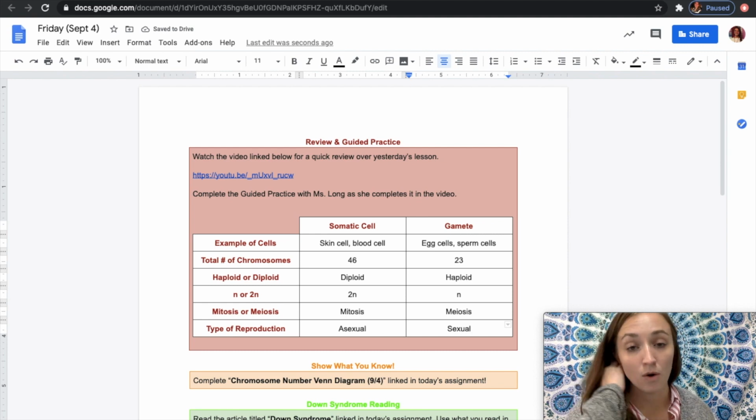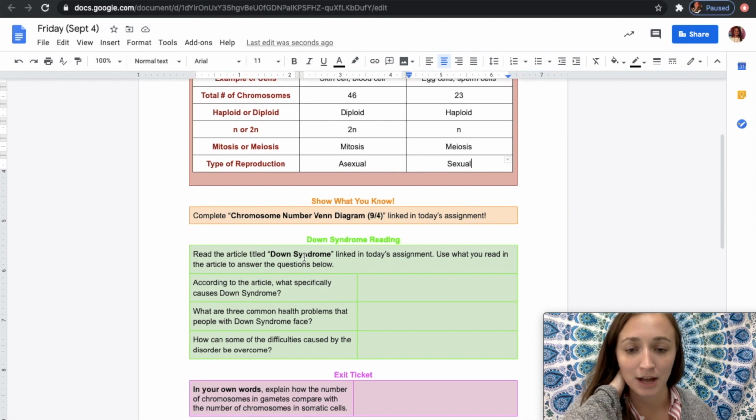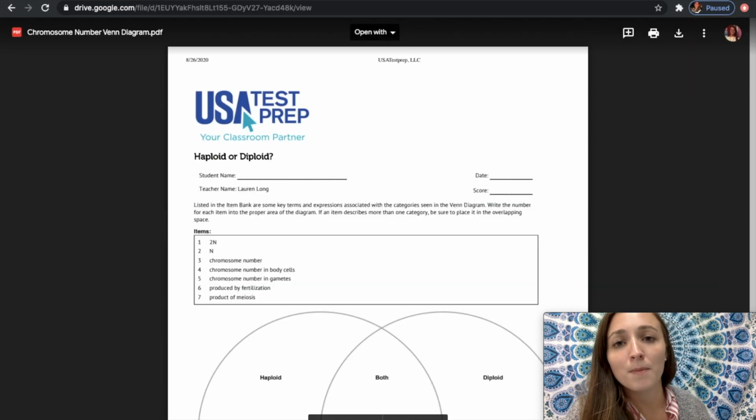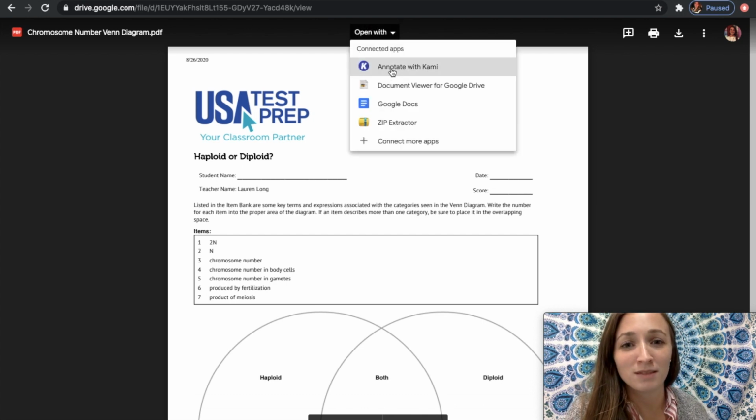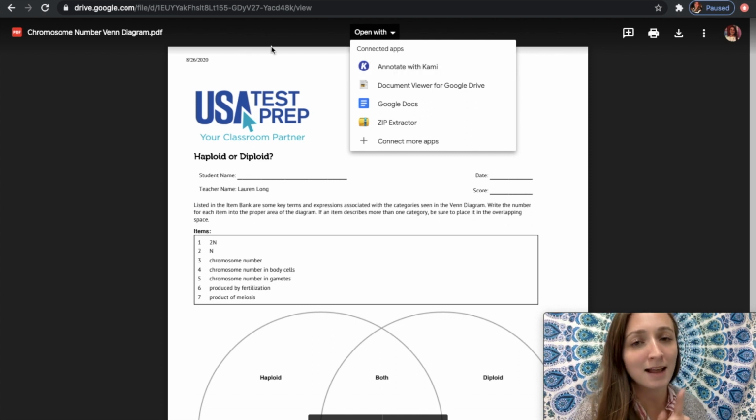Easy stuff. What I need from you today, if you scroll down, I've got your instructions. You need to complete the chromosome number Venn diagram that's linked in your assignment. It'll pull up this PDF. You'll want to complete it with Kami. To do that, you just pull it up and hit open with Kami. It lets you draw all over it and type all over it. Pretty easy, and I think we've used this in a few other classes as well. If you have trouble, let me know.